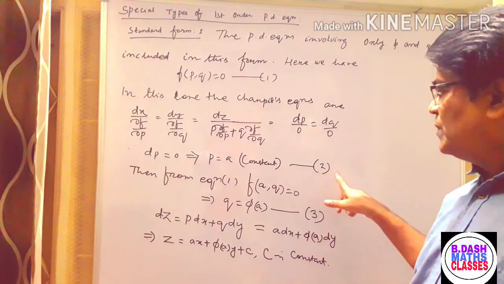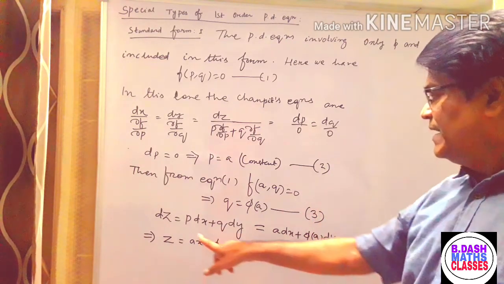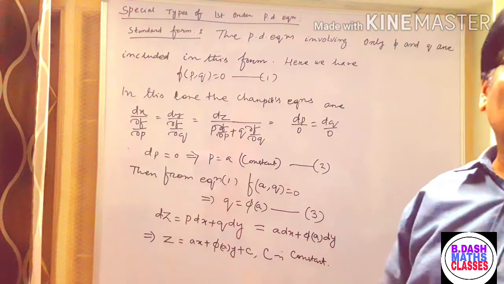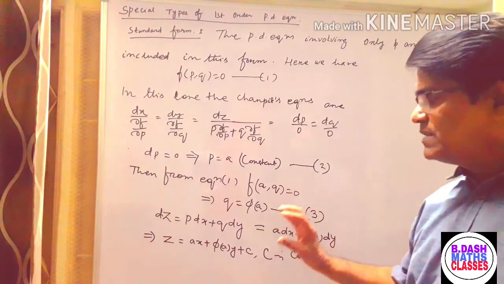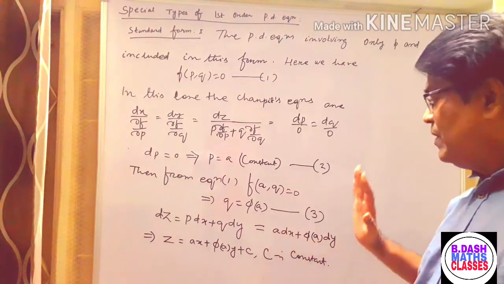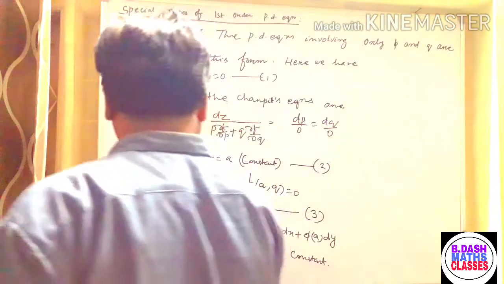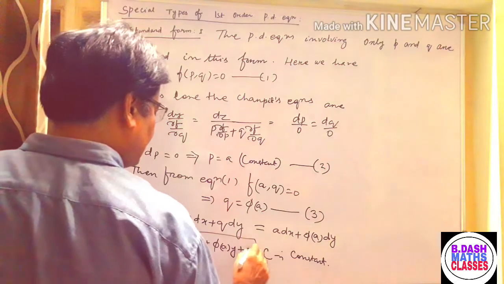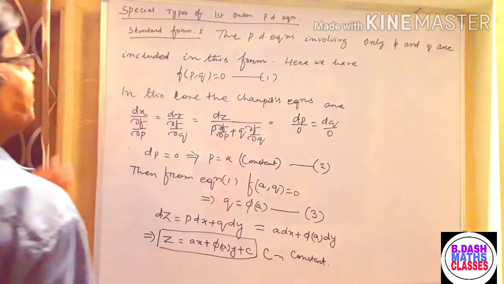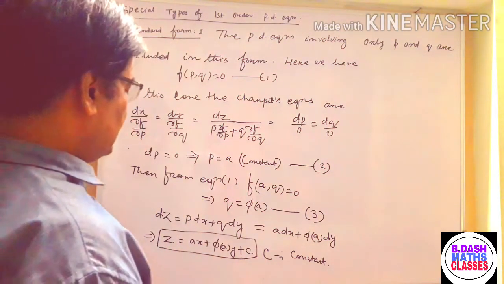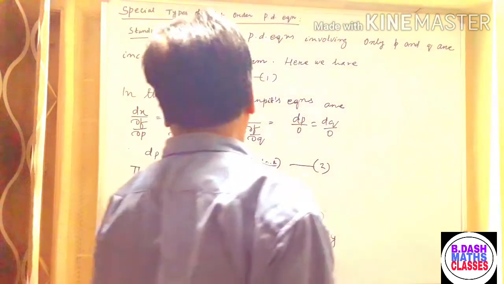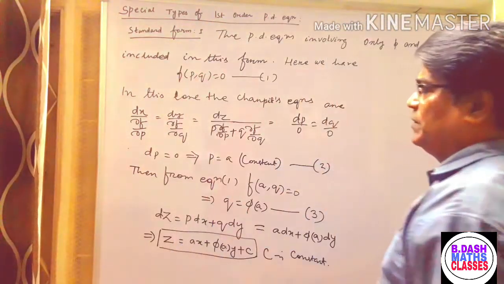Let us substitute the value of p and q from equation 3 in this expression, because we know dz is equal to p dx plus q dy. So now putting the values, after integration we will get the solution. So this is the general solution.